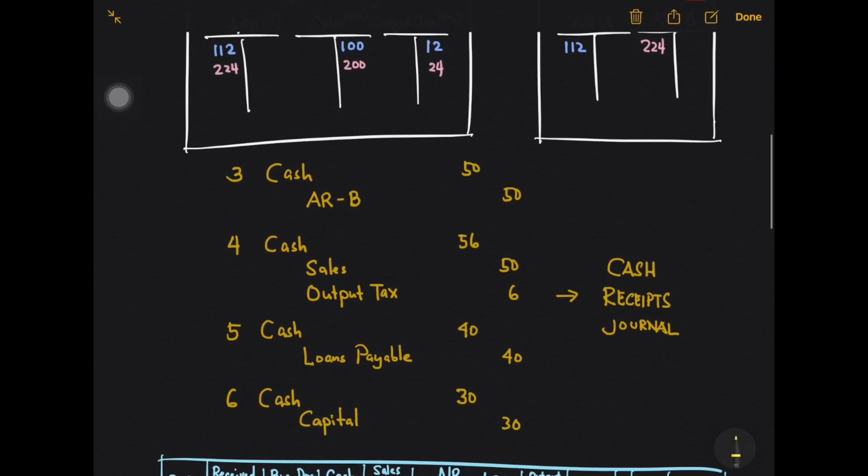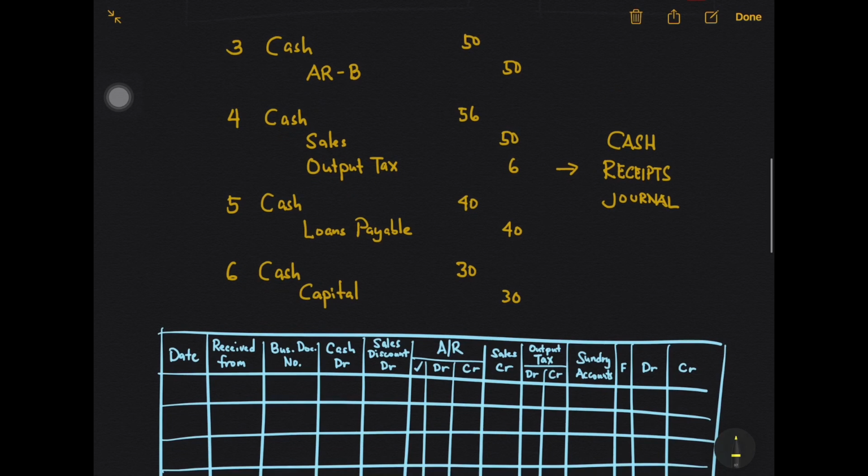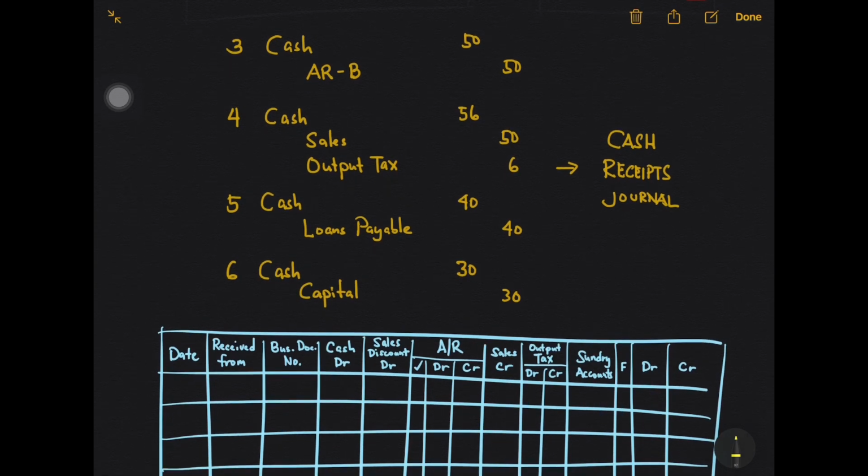Okay, for January 3 to 6, we have the following. And all transactions here are debiting cash. Okay, and as I mentioned earlier, the cash receipts journal would be taking in transactions that require debit to cash or increase in cash, like the following transactions. Okay, so now how do we place this in our cash receipts journal? So this is our cash receipts journal.